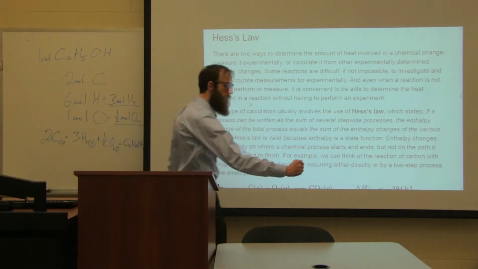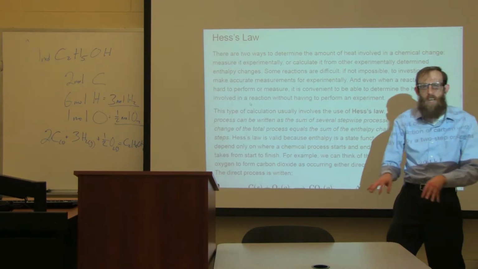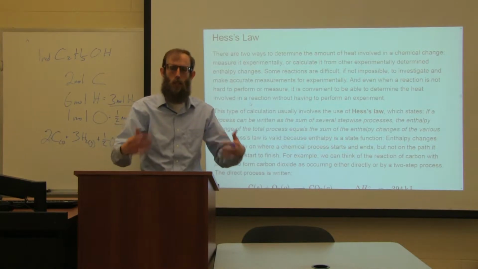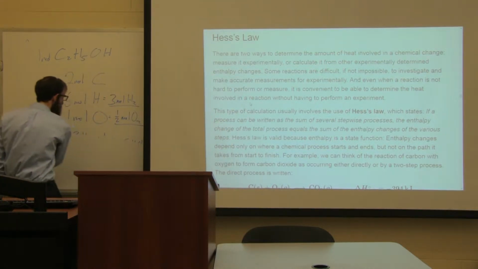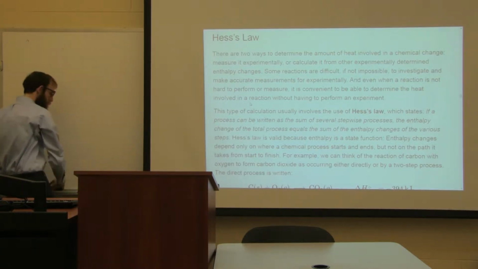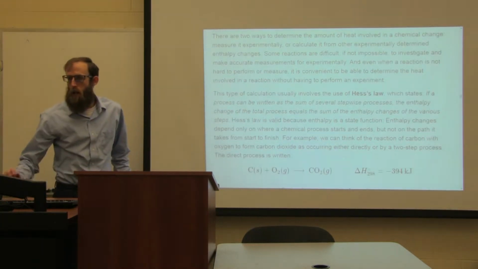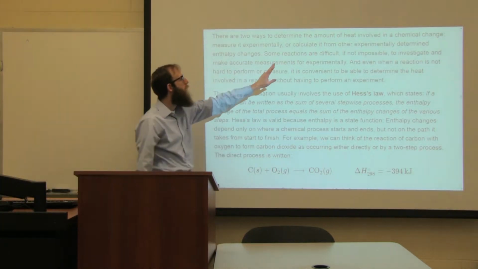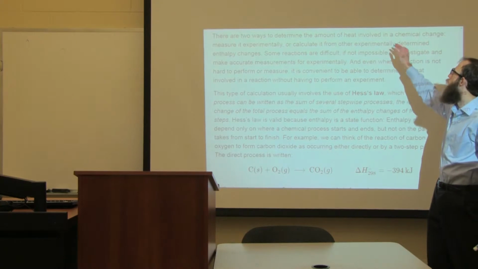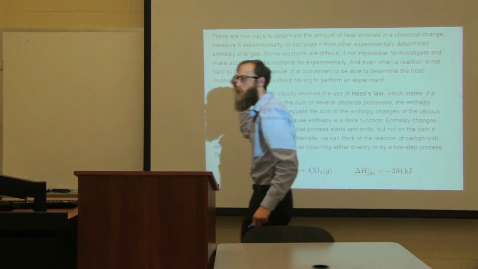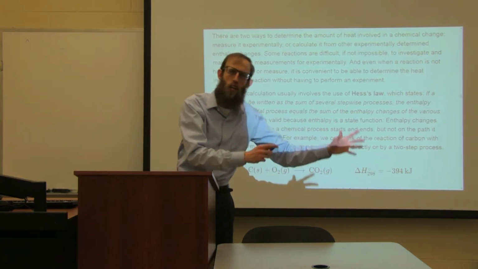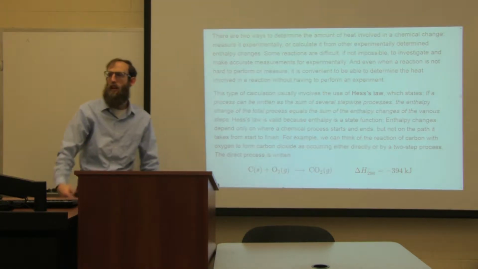Okay, moving on to this idea called Hess's law that we've already been exploring, but now we get to define it and show how we can use it within those conventions that we have defined already. So there are 2 ways to determine the amount of heat in a chemical change. We can measure it experimentally, or we can calculate it from other experimentally determined enthalpy changes. Once we know the change in the enthalpy, we can use that knowledge to calculate the changes in enthalpies for things that are related.